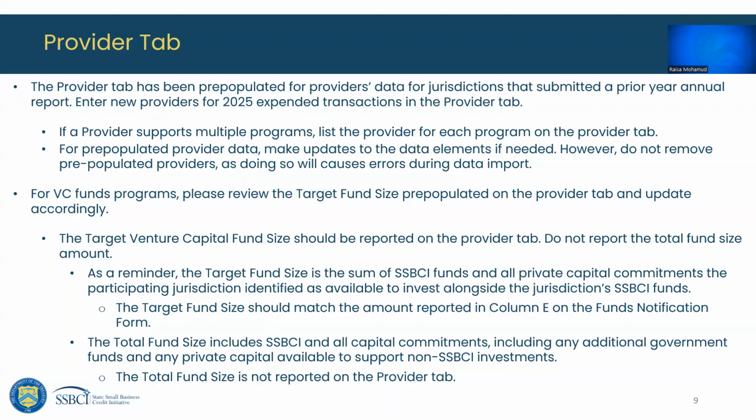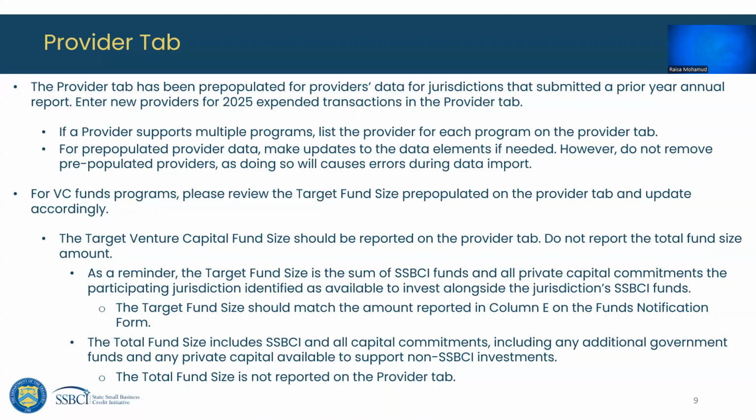For example, if ABC Bank has 3 expended transactions, one in the jurisdiction's LPP, one in the jurisdiction's LGP, and one in the jurisdiction's CSP, then ABC Bank should appear on the provider tab 3 times, one for each of those programs. Okay, also on the provider tab for jurisdictions with VC Fund programs, the target venture capital fund size should be reported on the provider tab. Please do not report the total fund size amount.